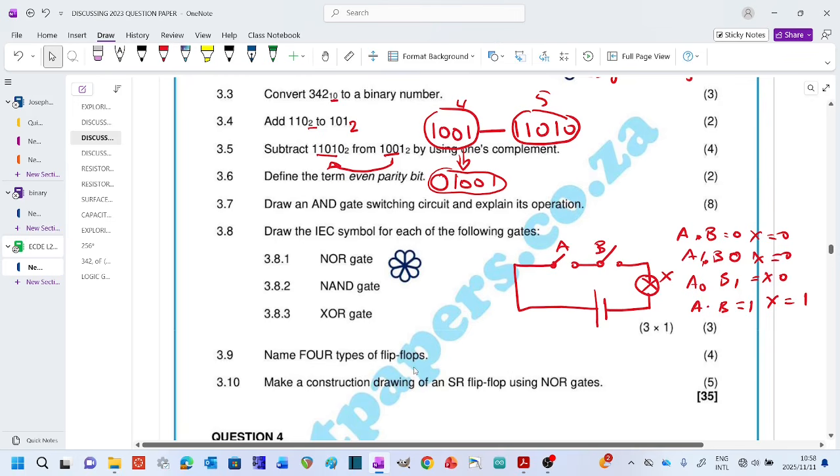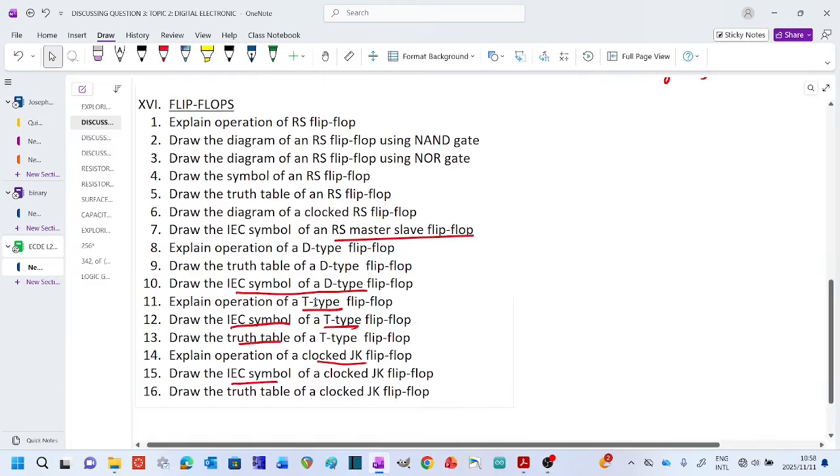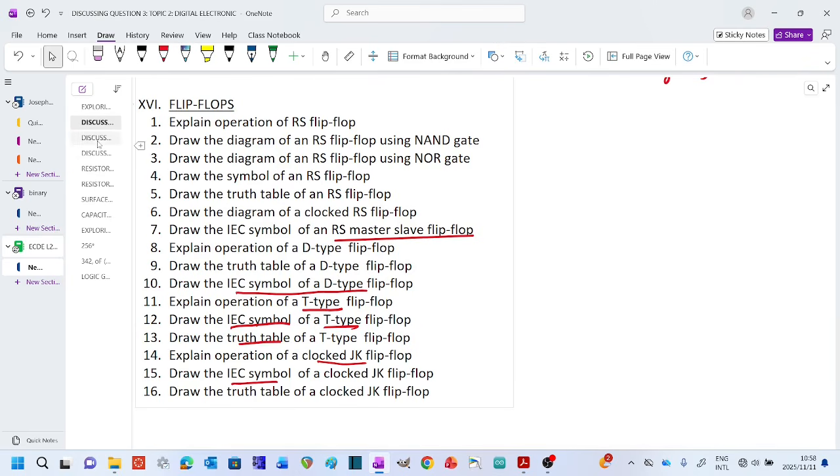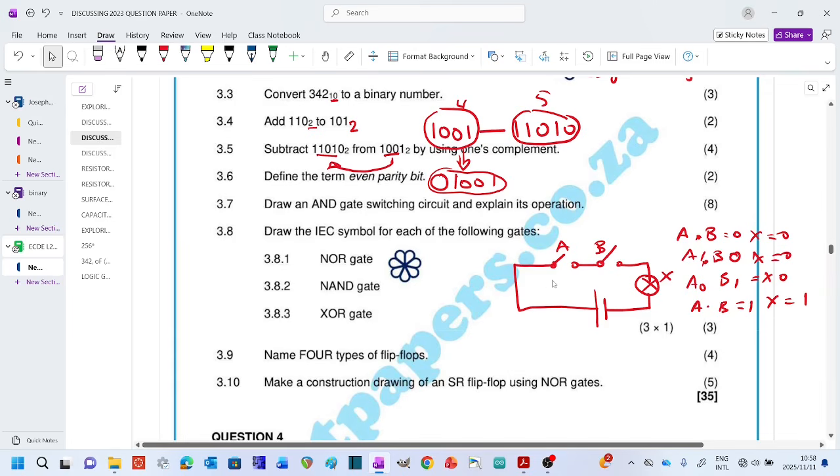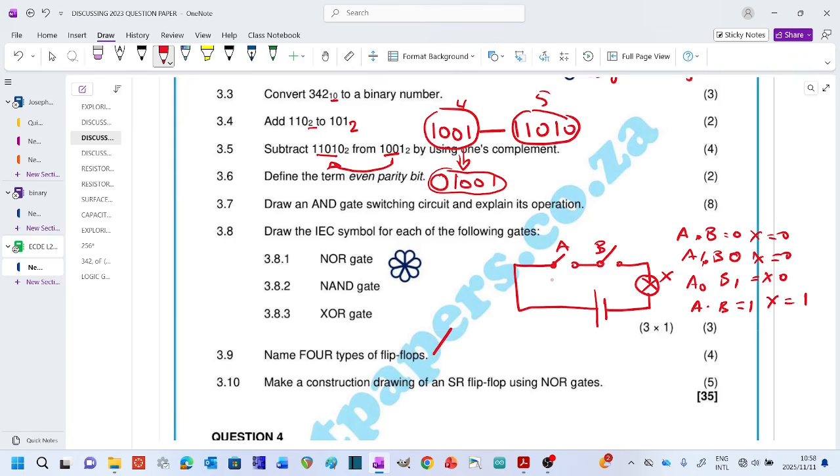That was easy. The types of flip-flop that we studied, you can see that from our guide. If I have to list here the types of flip-flops, there are 4 types. We have RS flip-flops, we have D-type flip-flop, and we have T-type flip-flop, and we have JK flip-flop. So these are the types of flip-flops. This was the easiest question.